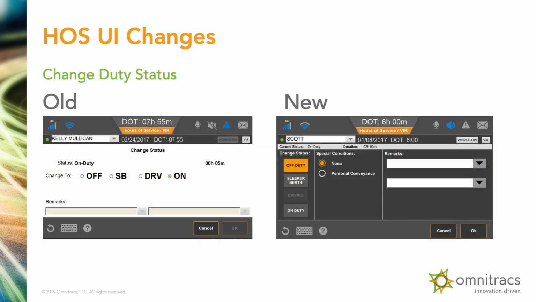The change of duty status screen looks different, but it functions the same way. Unless you're enabled for special conditions like personal conveyance or yard move, you won't see that option listed. For duty statuses that require a comment, the OK button is grayed out until you provide at least one remark. ELD-exempt drivers send AOBRD logs to an email address from the 8-Day tab.